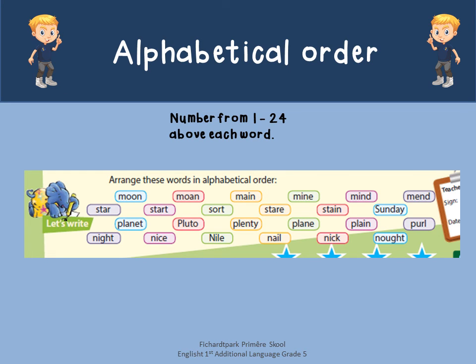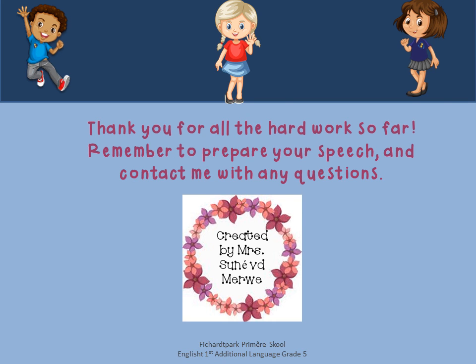Finally, let's look at alphabetical order at the bottom of page 95. So you will number the words from 1 to 24 above each word according to their alphabetical order. You will number it like this, right? So to do alphabetical order, remember we have done this previously in the year. You look at the first letter of each word, and then you decide which word will be first in the alphabet. If the first letter is the same, we move on to the second letter, and then the third and the fourth, and so on and so forth, until we can determine which word will be the first word in the alphabet.